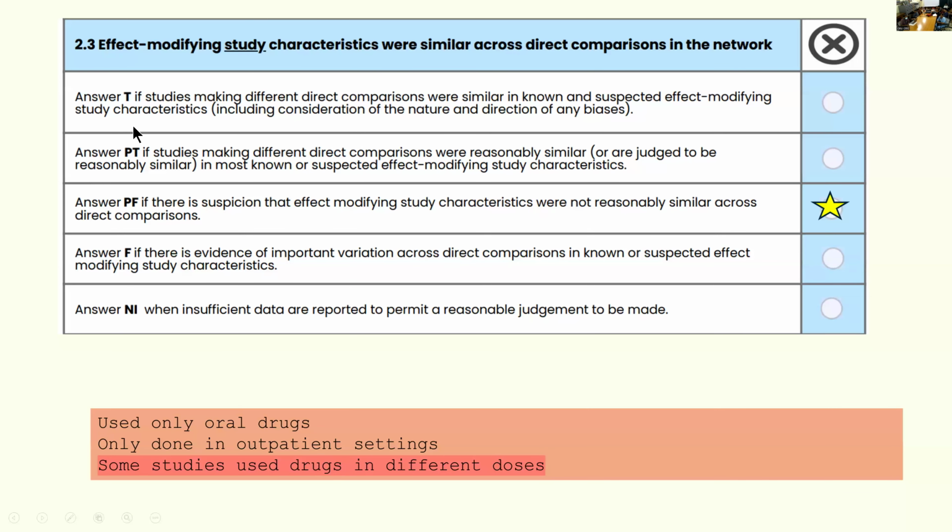So then the next question was, are effect modifying study characteristics similar across direct comparisons in the network? Here I put it as probably false because the good things were they used only one oral drug and they did the study only in outpatient settings. But the thing was some studies use multiple drugs in different doses. So that can actually affect your different studies. Suppose I'm comparing sumatriptan one particular dose with brufen and then using a lower dose sumatriptan with brufen, then you can see that the effect will be different.